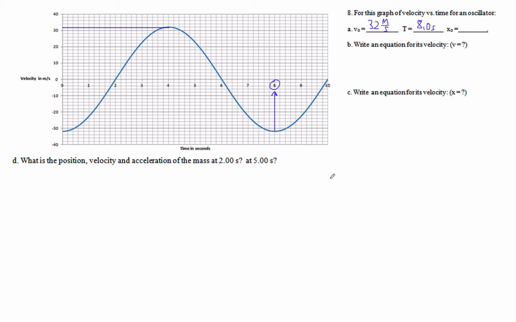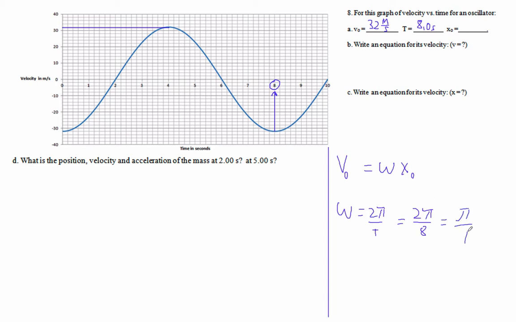Okay, and then x naught, this takes a little figuring. We know that the maximum velocity and the maximum position, or the amplitude, are related this way. Oh, and then we have to figure out omega. So omega is 2 pi over T, so that's 2 pi over 8, because our period is 8. So that's going to be pi over 4.